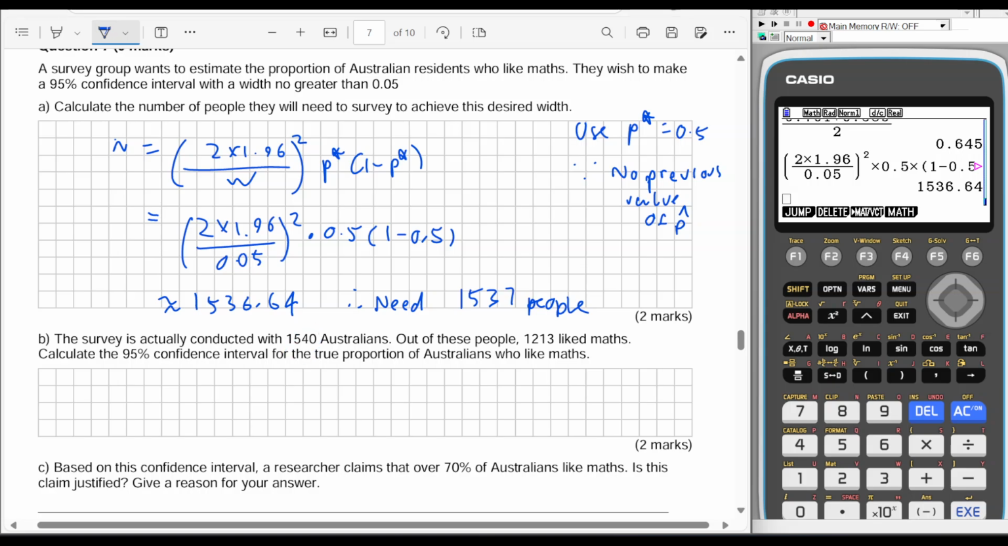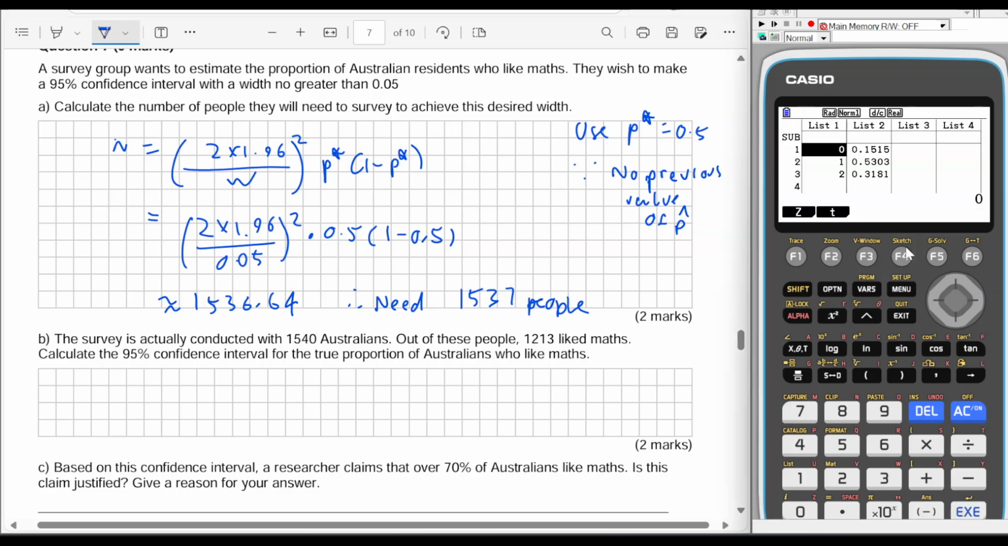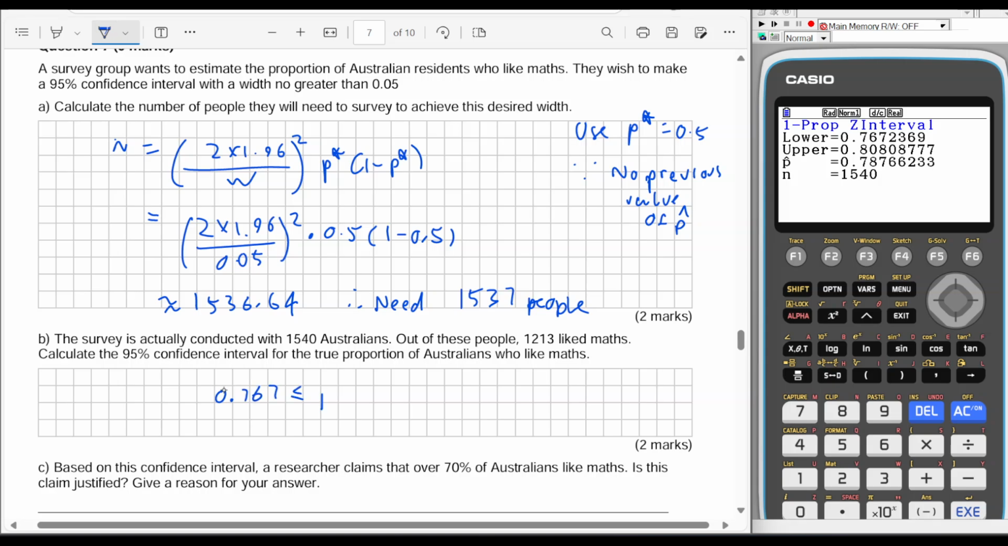Okay, so they do the survey with 1540, and they get that 1213 liked maths. So we can see how that compares to what we predicted the width would be. With Stats, Inter, Z 1 prop, we put in 1213 and 1540, and we execute that: 0.767 less than P, and P is less than 0.808.